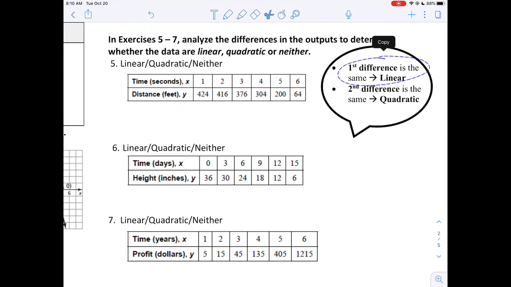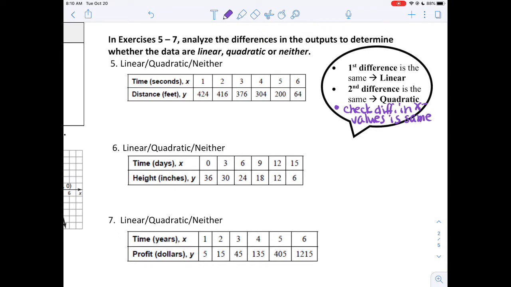If the first difference is the same between every single pair of values, then we have a linear function. If not, we will move to the second difference, and if that's the same, we have a quadratic. The other thing that we need to keep in mind is before we do any of this, we need to check the difference in the x values to make sure that those are constant to start with. Because if those aren't constant, then we can't do this technique.